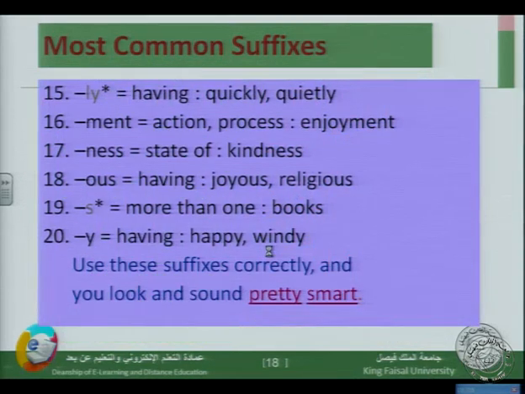Most common suffixes. Here we have another list of the most common suffixes. The ly, for example, like having. Usually the ly is an adverb suffix. When you add it to an adjective, you change the adjective into an adverb. For example, the words quickly, quietly, all of these are adverbs.